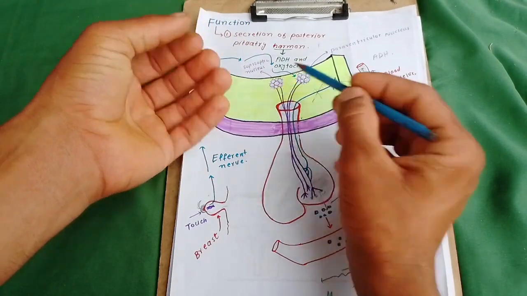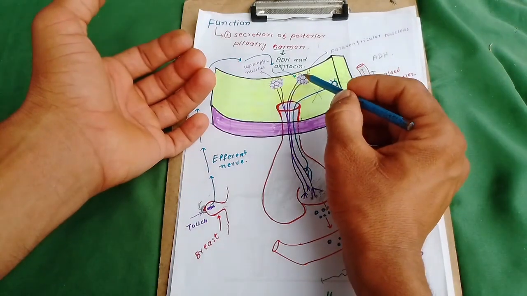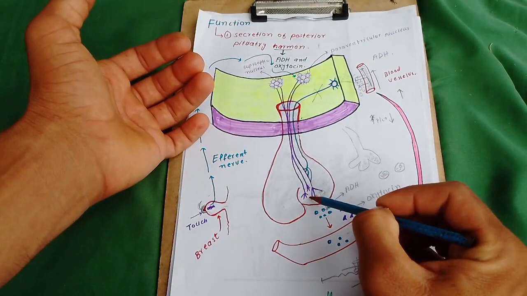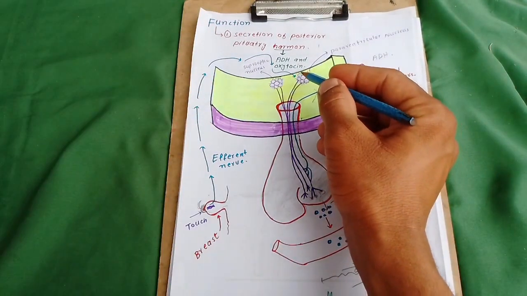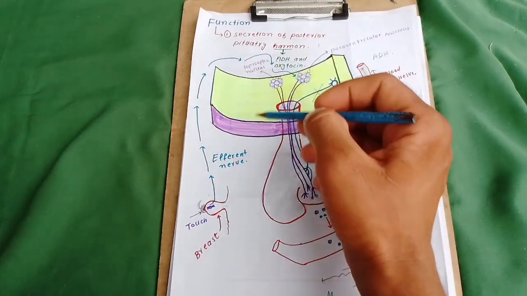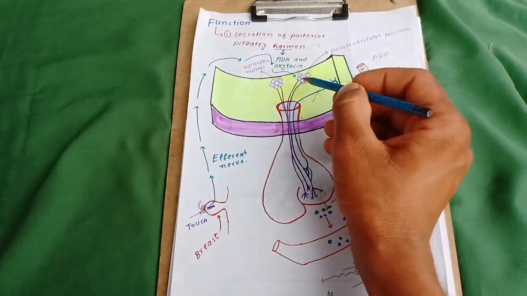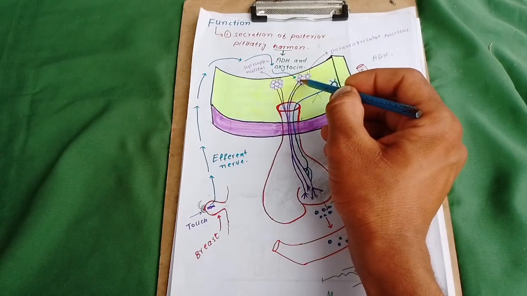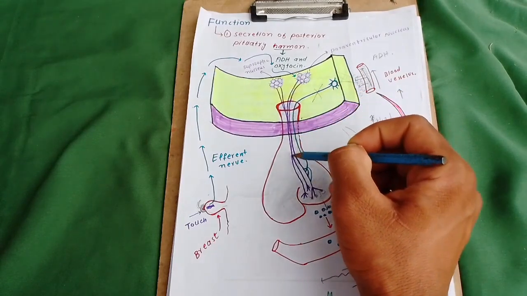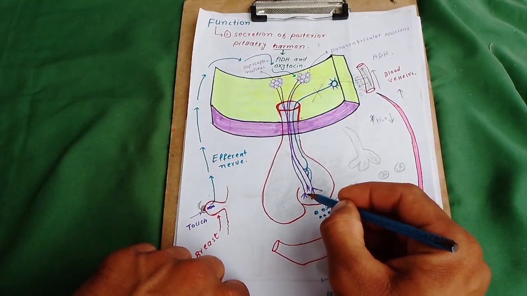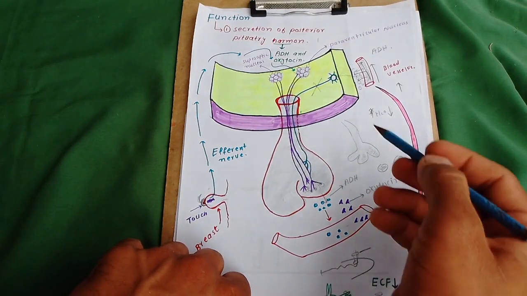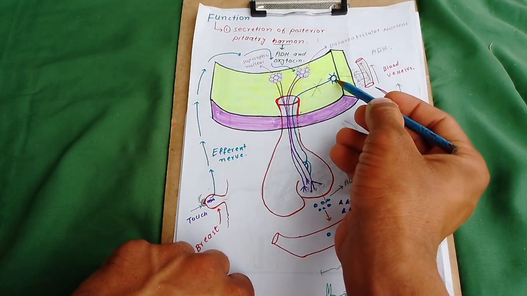Here I made one mistake. This supraoptic nucleus produces ADH and stores it here. The paraventricular nucleus produces oxytocin and stores it here. So the touch receptor stimulates this paraventricular nucleus. When this nucleus is stimulated, the information goes down here. The synaptic terminal releases oxytocin.